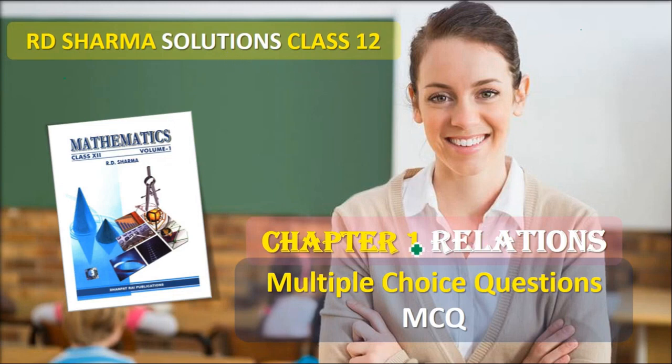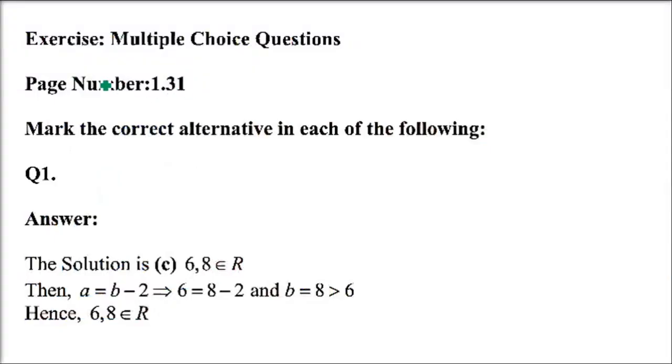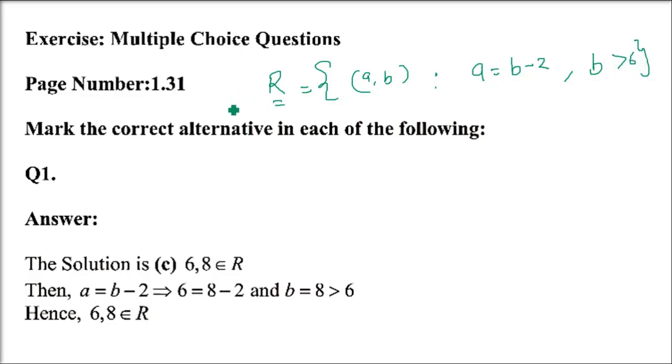This is RD Sharma Solution, class 12th, chapter 1 Relation, multiple choice questions (MCQ) we are looking at. The first question is, let R be a relation on set N given by A comma B, where A equals B minus 2 and B is greater than 6. A relation is always a condition. And the important part is this is on natural numbers. Natural numbers are counting numbers.